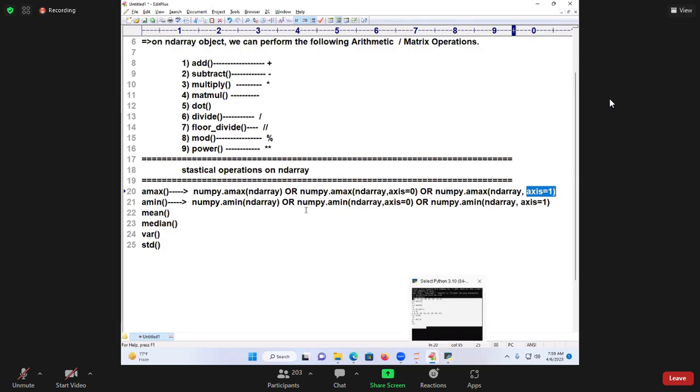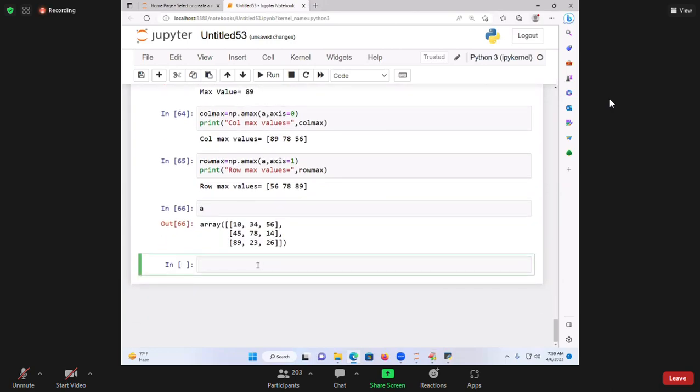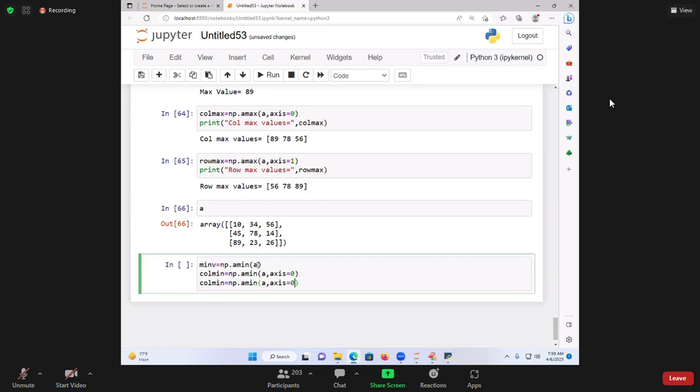Go back to the point. Now I will write it. I will take A. Min value is equal to NP dot A min of A. Next, column min is equal to NP dot A min of A, comma axis is equal to 0. Next I am writing here min, this is called axis 1. This is called which min? Row min. I am taking row min.